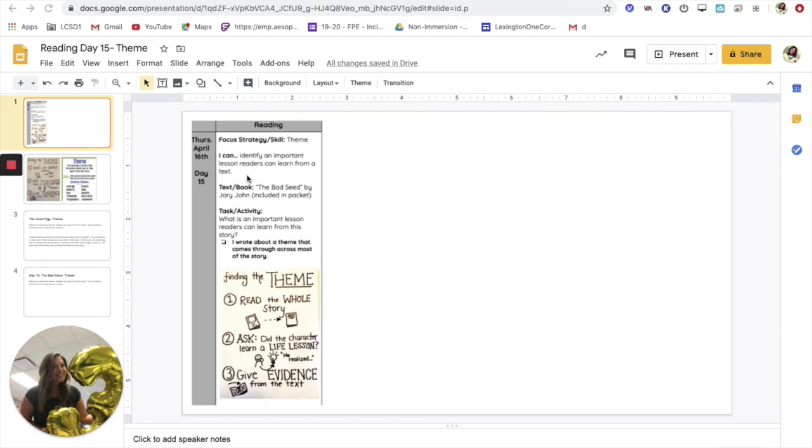So in theme, we're thinking about what is the message the author was trying to teach us at the end of the book. Okay, so your task is to write an important lesson readers can learn from this story. If you did your summary correct on day 13, you already have this answer. It should be at the bottom, because a part of a summary is a lesson that the readers can learn from this story. So if you wrote that, you already kind of have your answer and you could just keep going. You could just copy what you did from that. But if not, we're going to go on and talk about theme for a second.